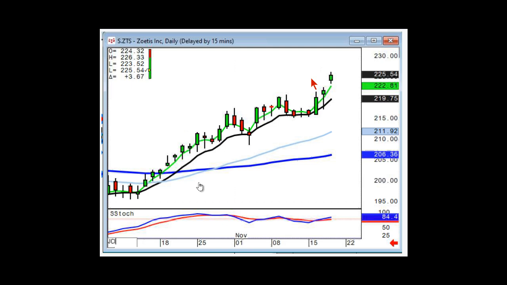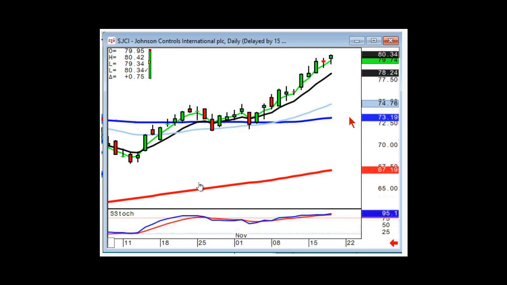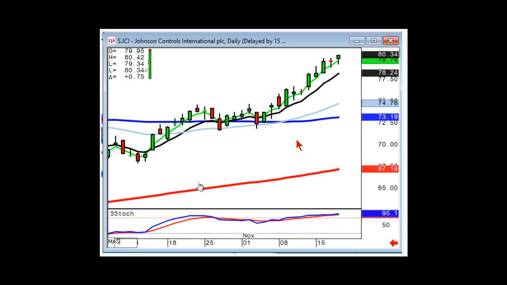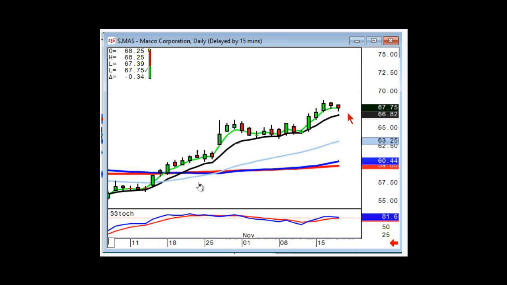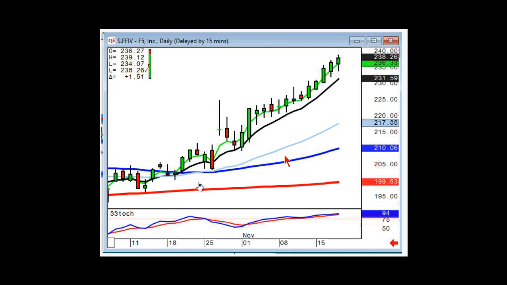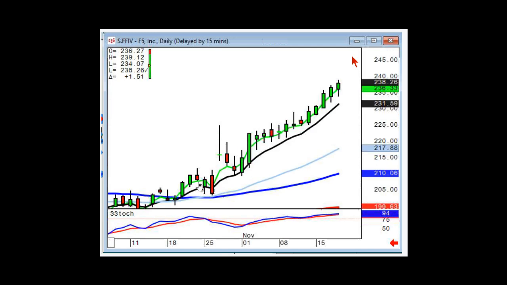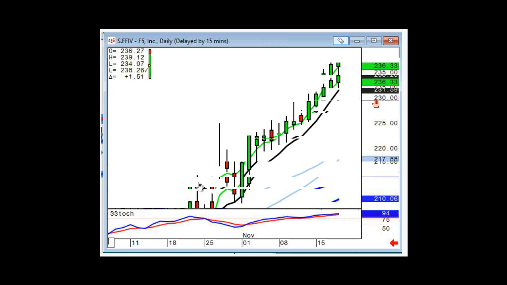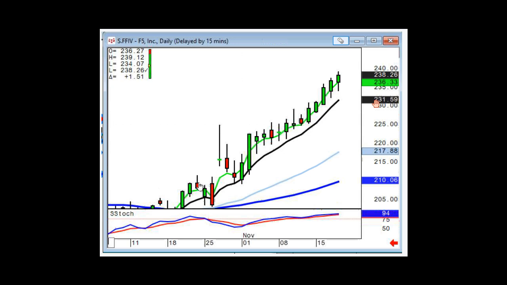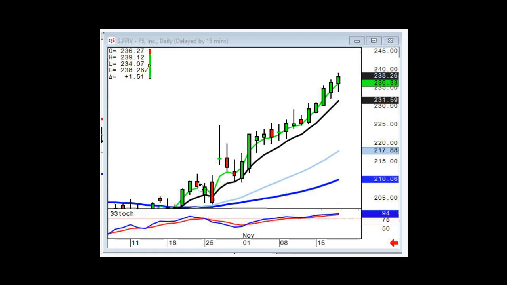Johnson, Masco getting a little bit toppy. I would stay long and also use the T-line as the stop. F5, just stay long. However, you're in the overbought area. Put a safety stop right there at today's low. If it comes back down through that level, you definitely want to be out of that trade.